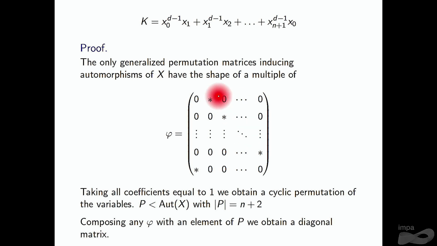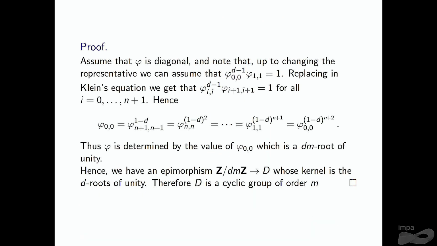And of course, if you take all the coefficients equal to 1, you have the cyclic permutation that I showed you before. So you can use that cyclic permutation, which has order n plus 2, to get it to be diagonal. And once you put it to be diagonal, then we can change the representative of the automorphism to make sure that the coefficient 0, 0, which is the one that's going to appear in front of the first monomial, is 1. By changing the representative, and applying it to the next step, to the next monomial, you obtain that this has to be 1. And so you finally obtain that the x00 has to be this, and then you iterate.